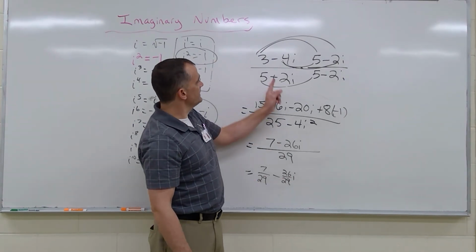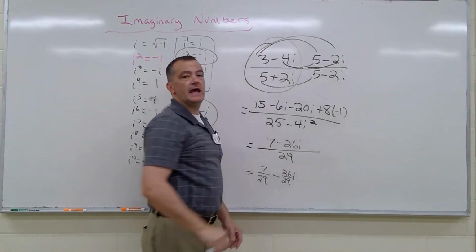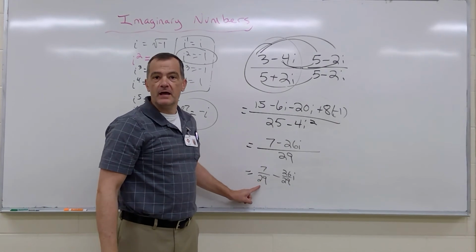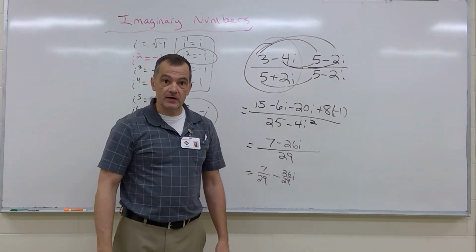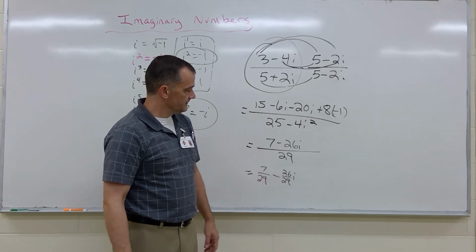That is how you take something like this and rewrite it in the form a plus bi, where b is the coefficient of the imaginary unit.